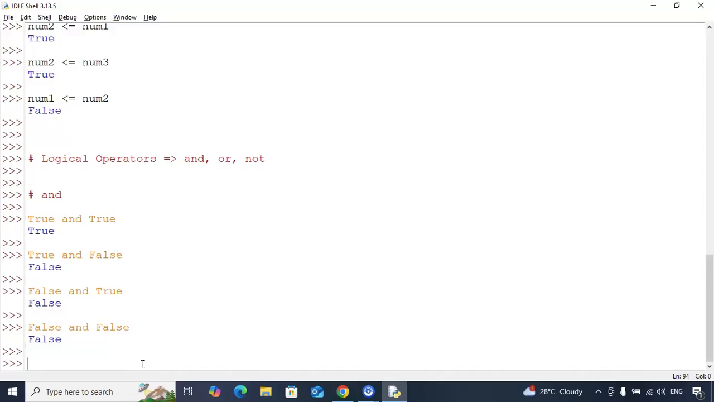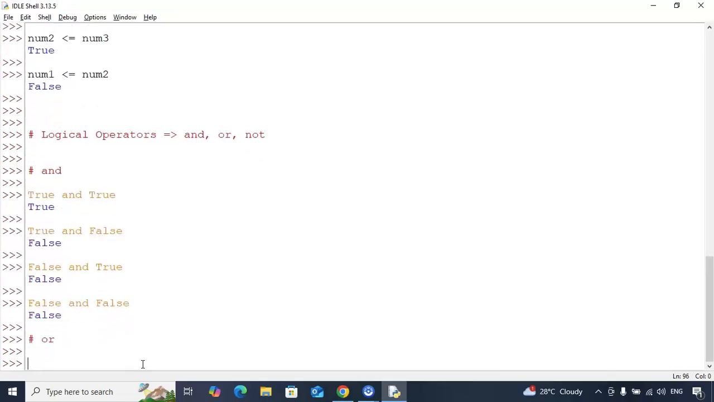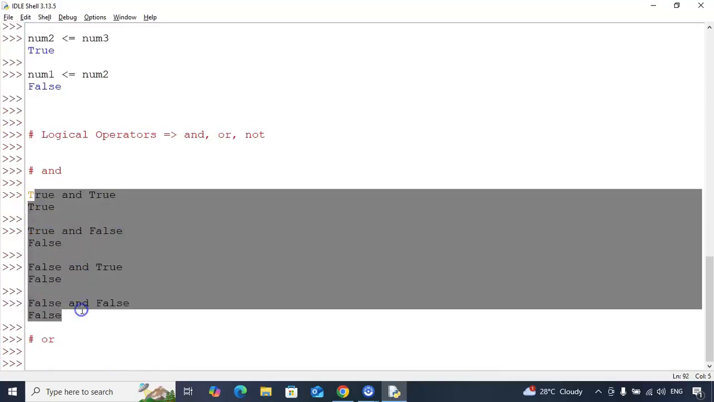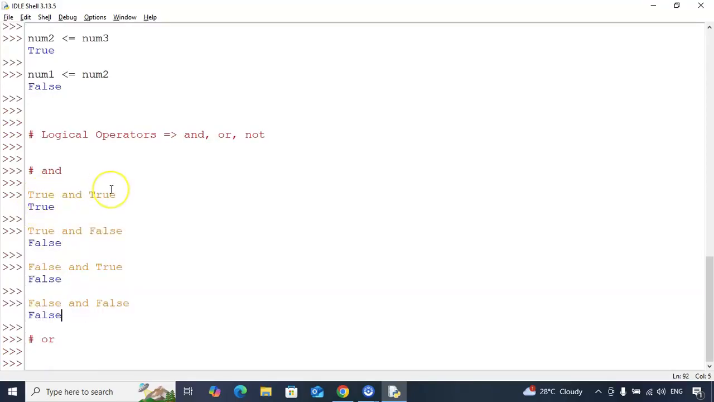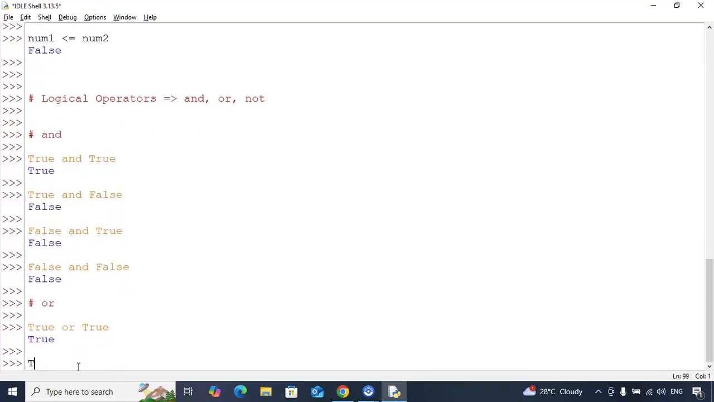Okay. The next is the OR operator, the logical OR operator. The OR operator returns true if either of the operands is true, right? On the contrary to the AND operator, where both the operands should be true to give a true, in case of OR it means either one of them. So if one of the operands is true, OR will return true. True or true: in this case, both are true, so obviously it will give you true.